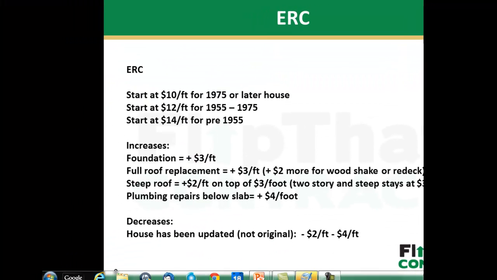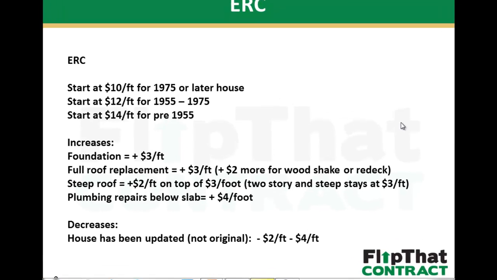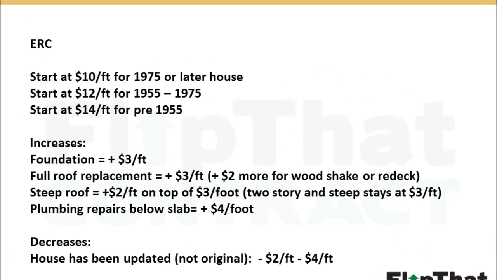Now, let's talk a little bit about the ERC. The ERC is estimated repair cost. On houses built in 1975 or later, you want to start at $10 a foot. For 55 through 75, you want to start at $12 a foot. And pre-1955, go ahead and start at $14 a foot. There's some basic increases you need to know about.